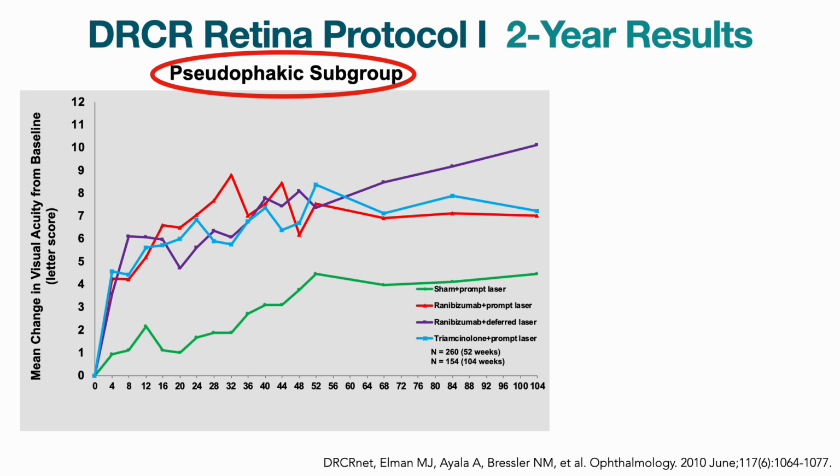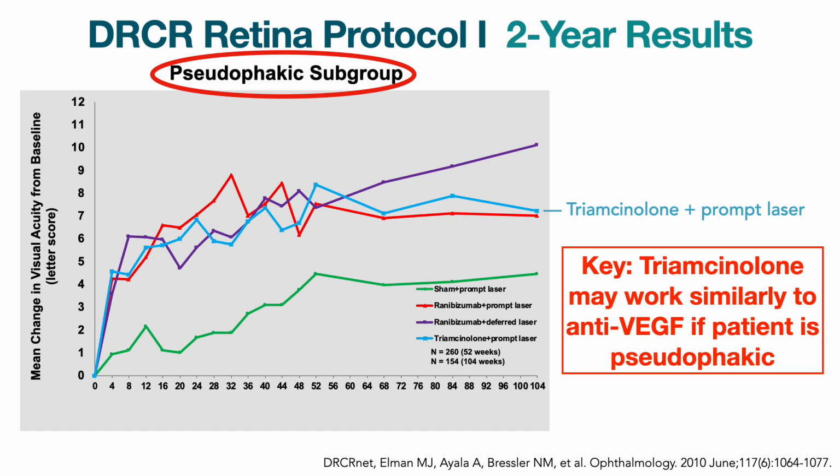What was it, green? Sham plus prompt laser. But then purple was ranibizumab, and then blue was triamcinolone. The triamcinolone group is just as good as the ranibizumab plus prompt laser. So it's interesting that if you just look at pseudophakes, then your visual acuity scores are pretty good, which kind of gets to the fact that steroids cause cataract. And so maybe we're just seeing cataract effect in the other patients where the steroid didn't do as well.